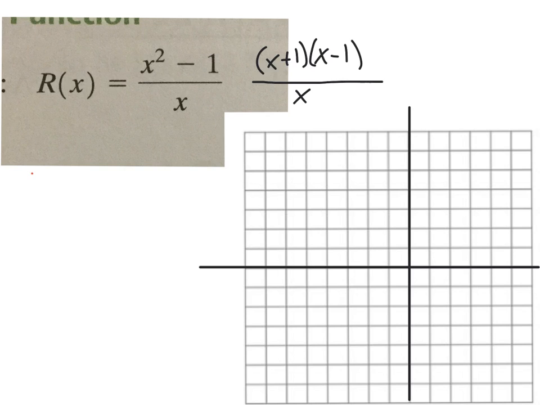Now that I've got the factored form, are there any vertical asymptotes or holes? So look, is there anything that cancels between numerator and denominator? No, so there are no holes. Next, are there any vertical asymptotes? That would be where the bottom goes to 0. So yes, there is. When x equals 0, I have a vertical asymptote. And that's it for that part.